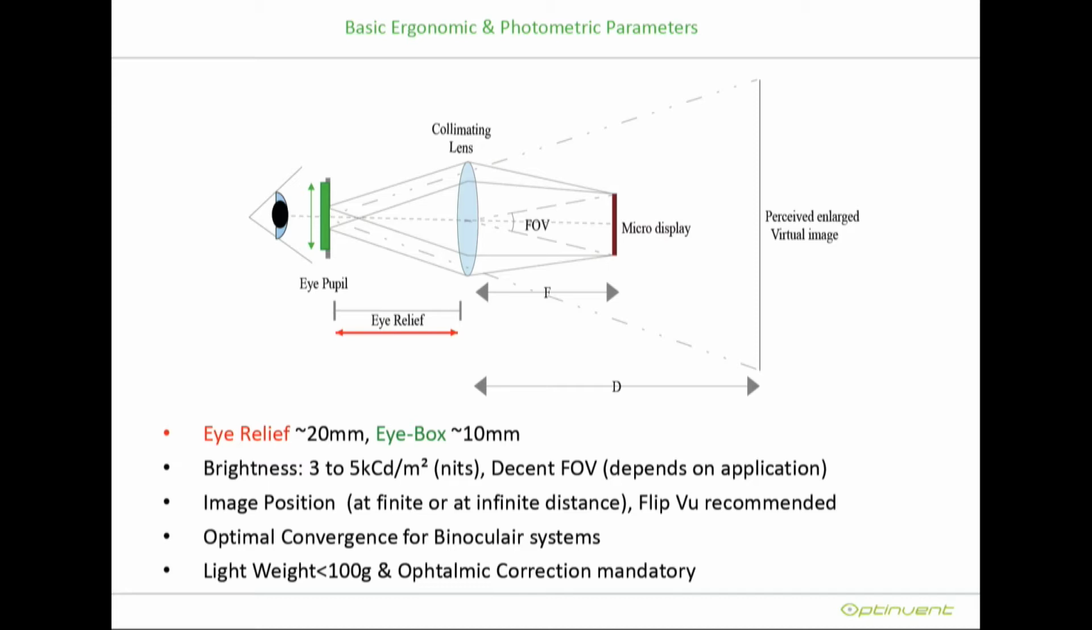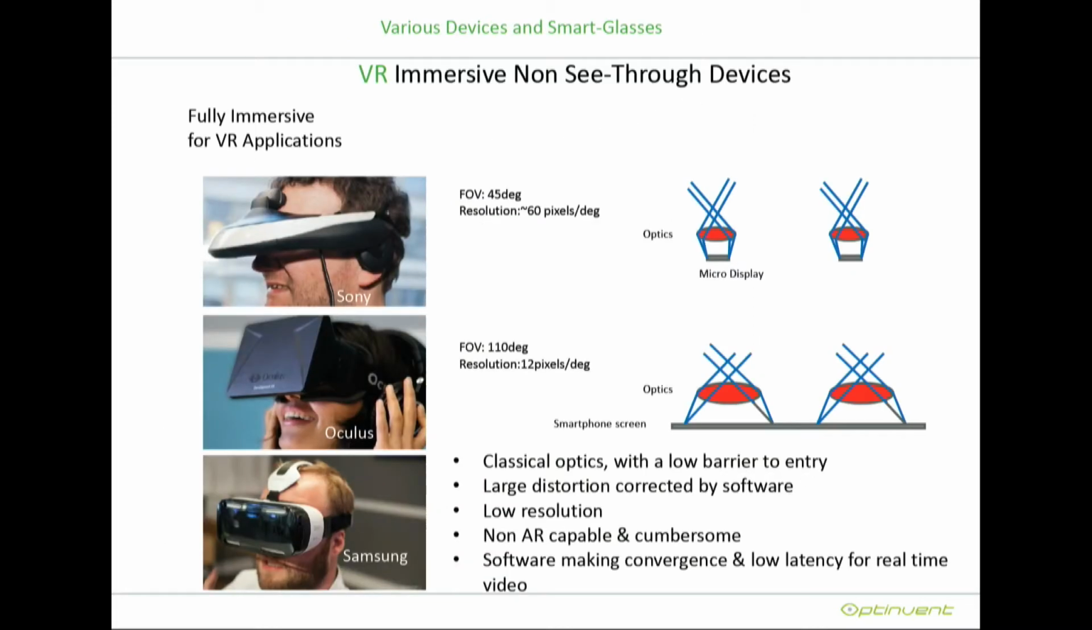And finally, this is also a basic ergonomic parameter, the weight. I think the weight should be less than 100 grams. Today, you see some products where the weight is more than 1 kilogram, which is not acceptable. You also need to allow people to wear their glasses or to have their ophthalmic correction, because 50% of the population has correction in their eyes. So all these parameters have their importance in designing the display function. So now I'm going to give you some classification quickly.